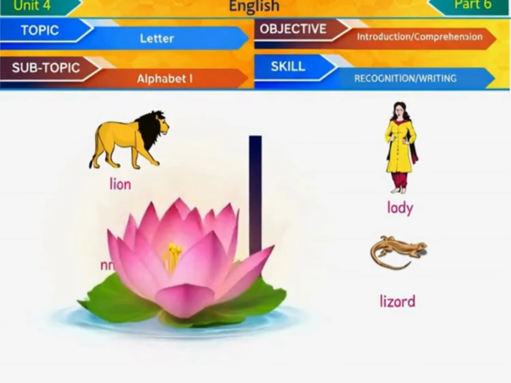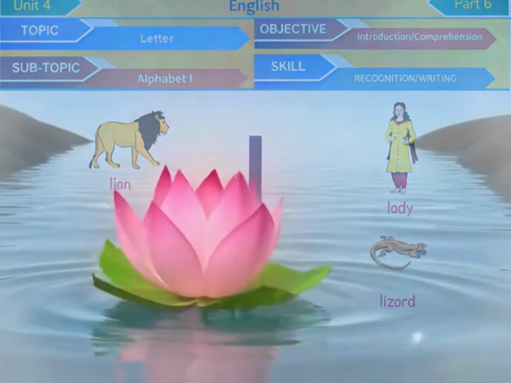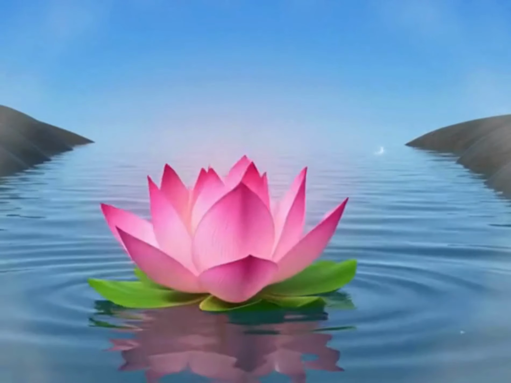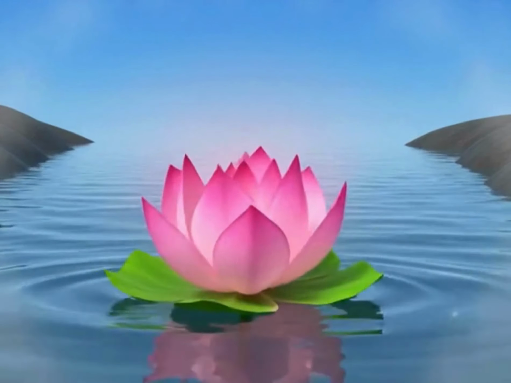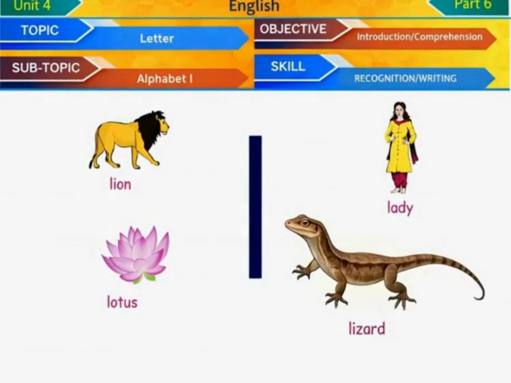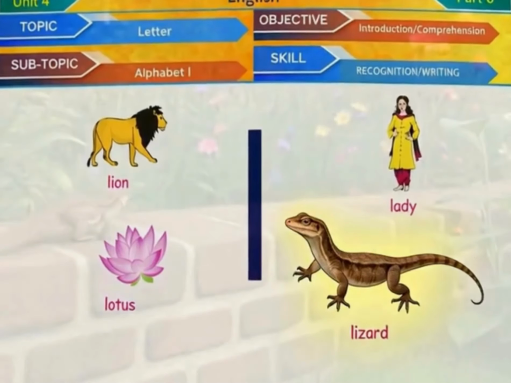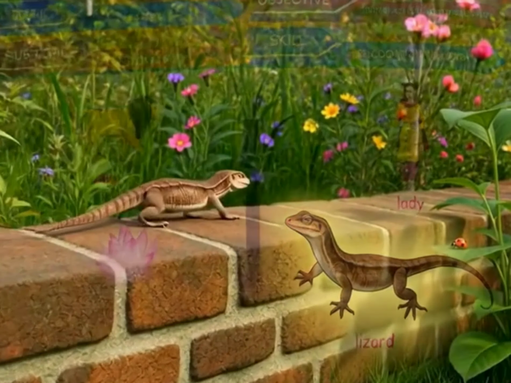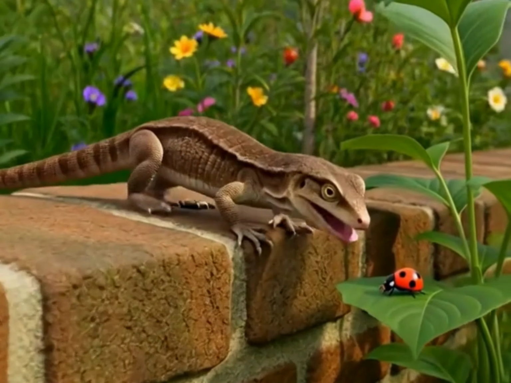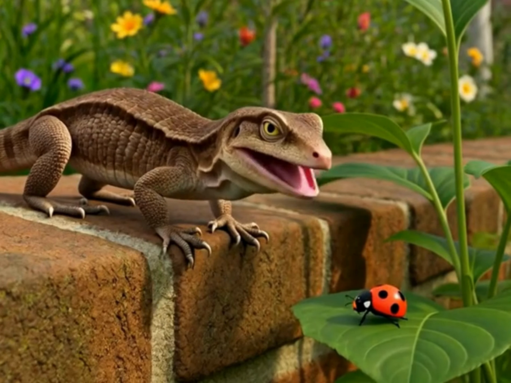Hello everyone, I am a lotus. L for lotus. I am a beautiful flower that loves the water. I bring peace and calm. Hi there, I am a lizard. L for lizard. I love to climb and explore. This garden is full of exciting things.